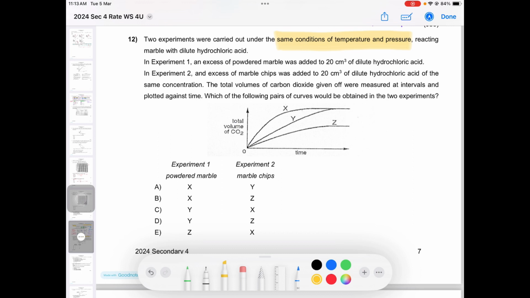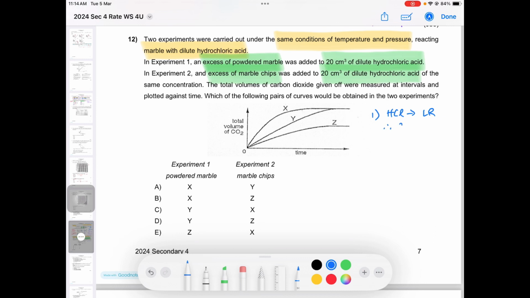All right, and the reaction is between marble and dilute hydrochloric acid. So in experiment 1, excess powdered marble was used, with 20 cm³ of dilute hydrochloric acid. In experiment 2, excess marble chips, same volume of acid. A few things you need to be able to infer from the information given: number 1, the acid is the limiting reagent because you are told that the marble is in excess.